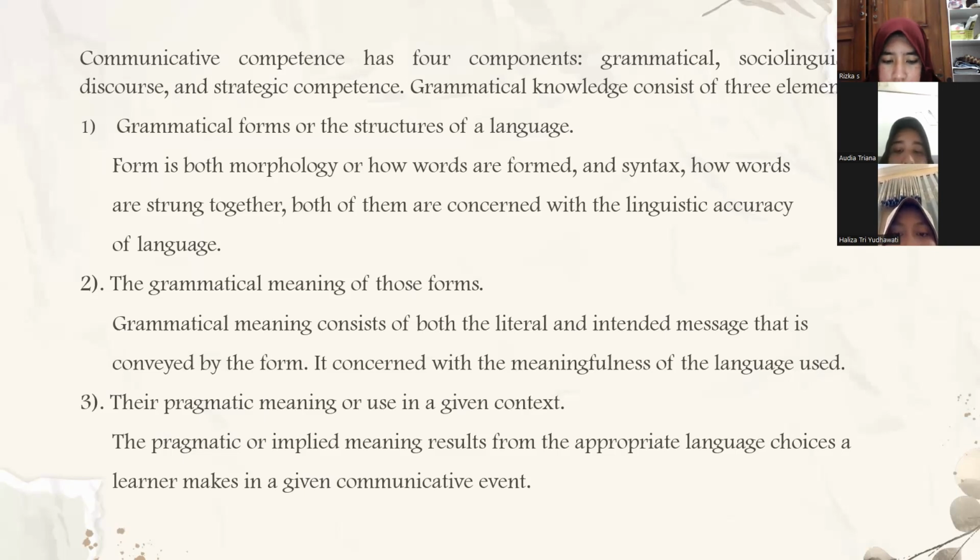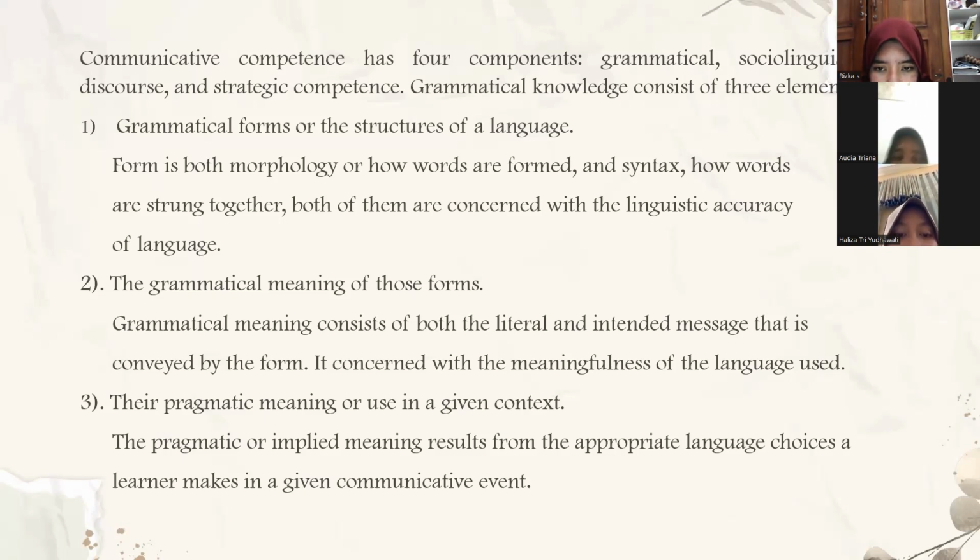Grammatical knowledge consists of 3 elements. The first is grammatical form, or the structure of a language. Form is both morphology, or how words are formed, and syntax, how words are strung together. Both of them are concerned with the linguistic accuracy of language.